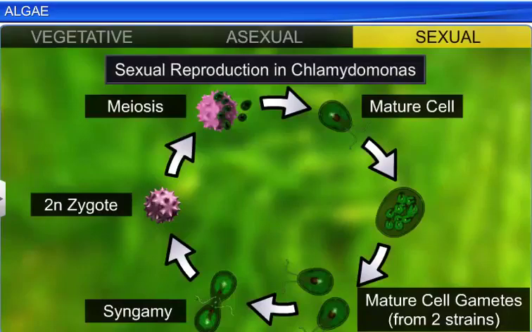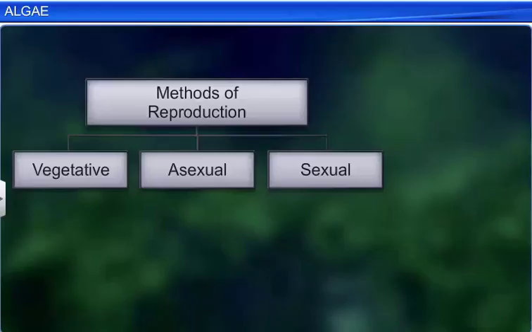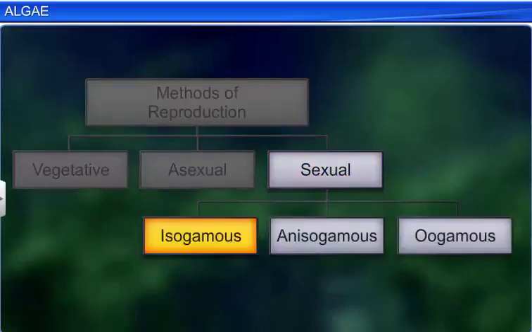During sexual reproduction, two gametes fuse to form a new organism. Based on the size of the gametes, sexual reproduction can be further divided into isogamous, anisogamous, and oogamous reproduction.